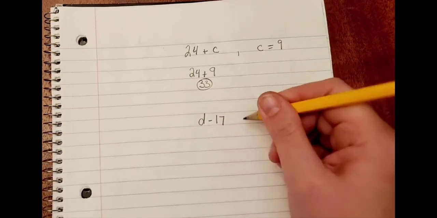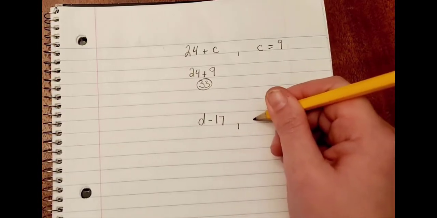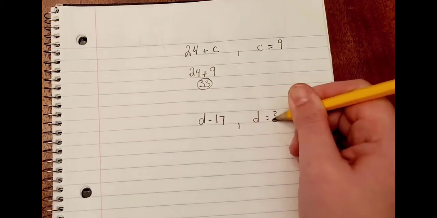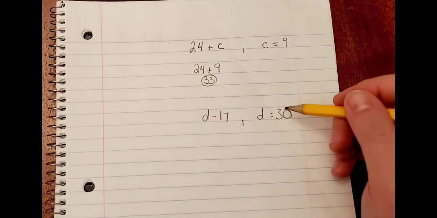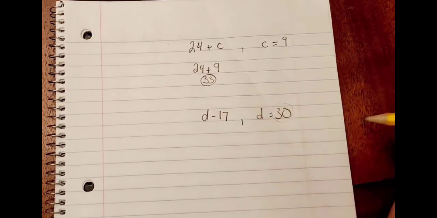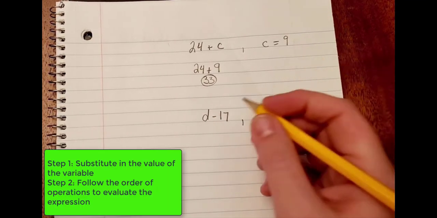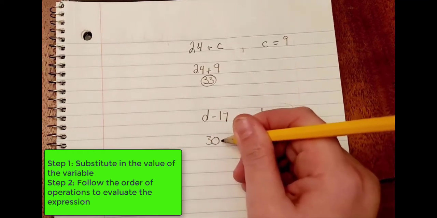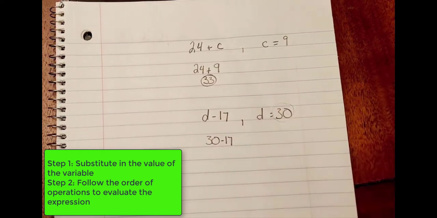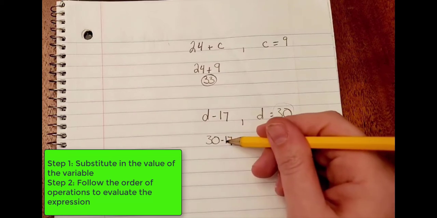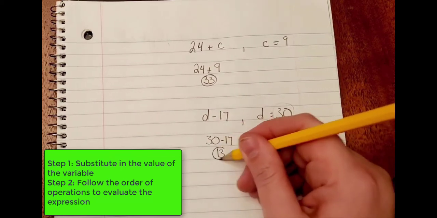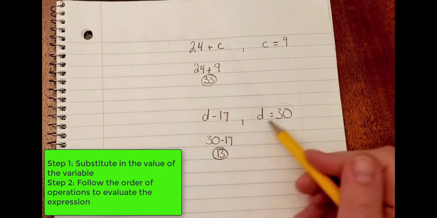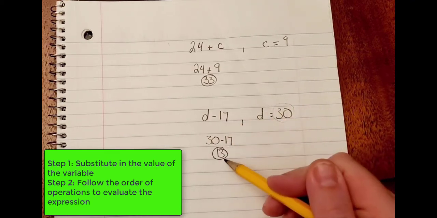Let's take a look at another one. d minus 17 when d equals 30. Okay, so step number 1, substitute in the value of the variable. So now I'm going to write 30 minus 17. 30 take away the 10 is 20. Take away 7 more is just 13. So the value of that expression when d equals 30 is 13.